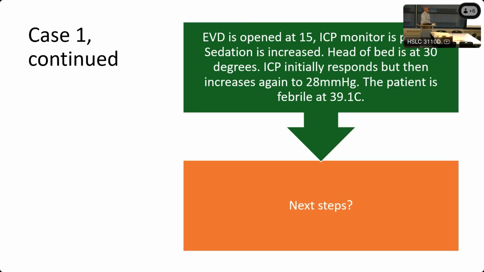In this patient, the EVD is opened at 15, an ICP monitor is placed, sedation is increased, head of bed is at 30, the ICP initially responds, but then increases again at 28. The patient is febrile at 39.1. What can we do?